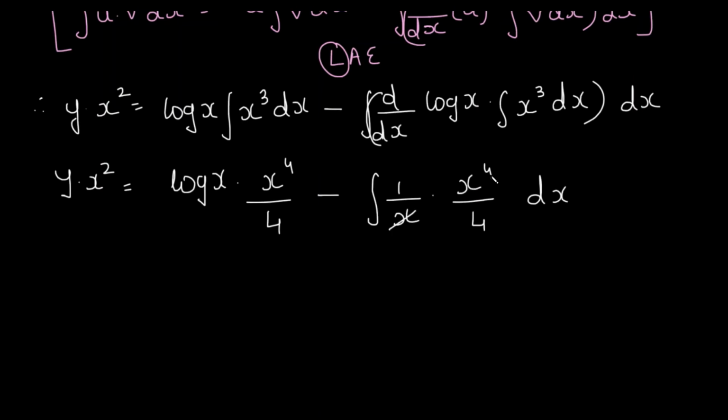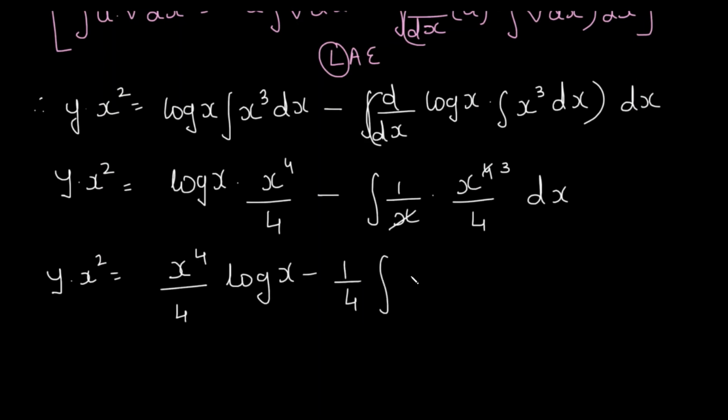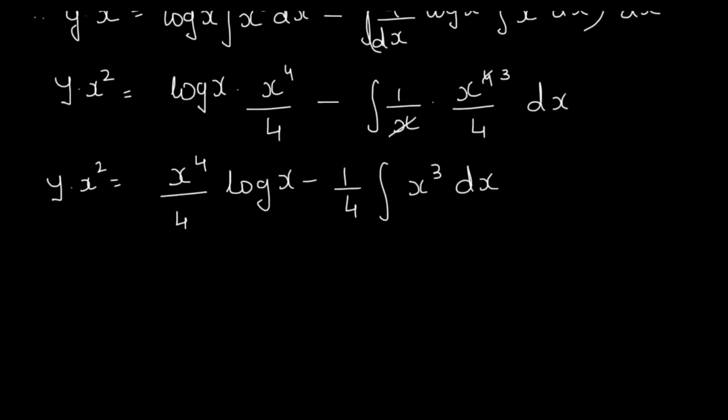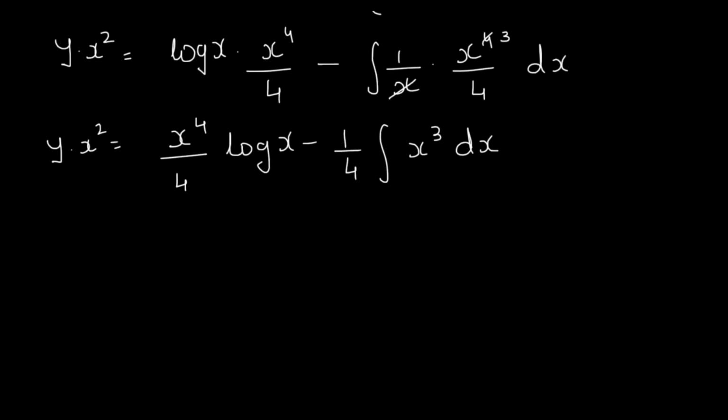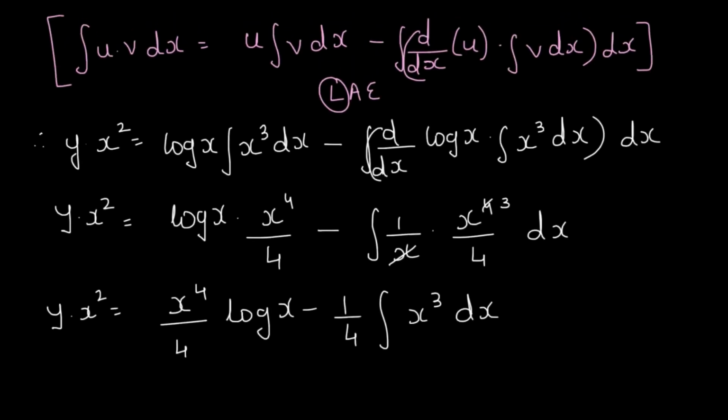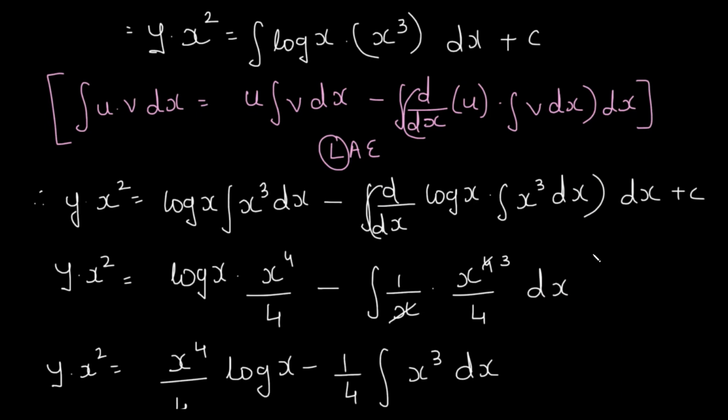One of the x gets cancelled. So we get x cube in the numerator and we can take 1 upon 4 outside as a constant. So we get y into x square is equal to, the first term on the RHS remains the same. It is as good as solved. In the second term, we take 1 upon 4 common, integral x cube dx. Now we know that the integral of x cube is x raised to 4 upon 4. Everywhere you are supposed to write plus c. This plus c has to be written in all these steps.